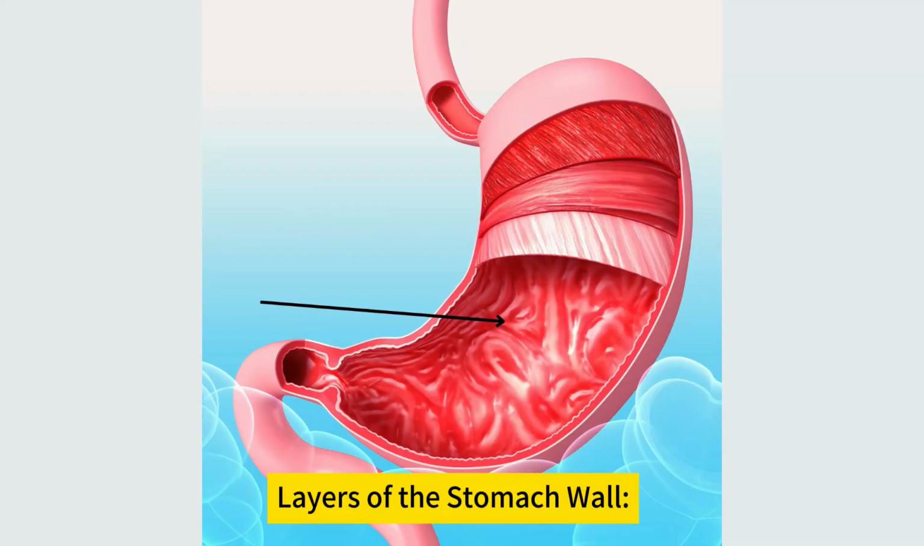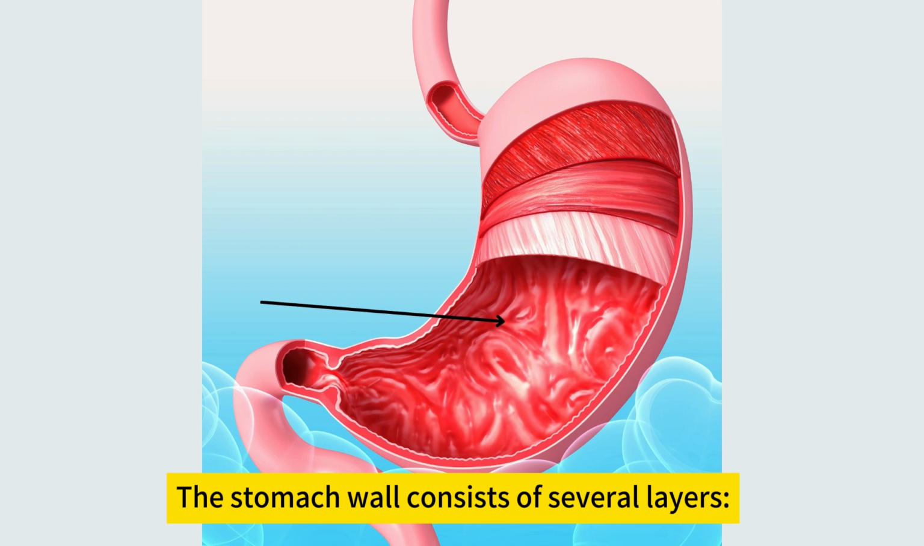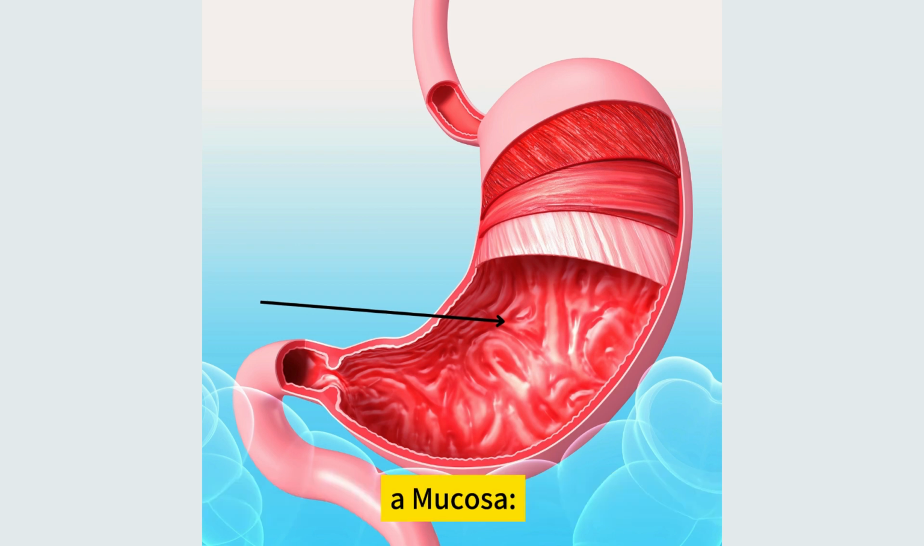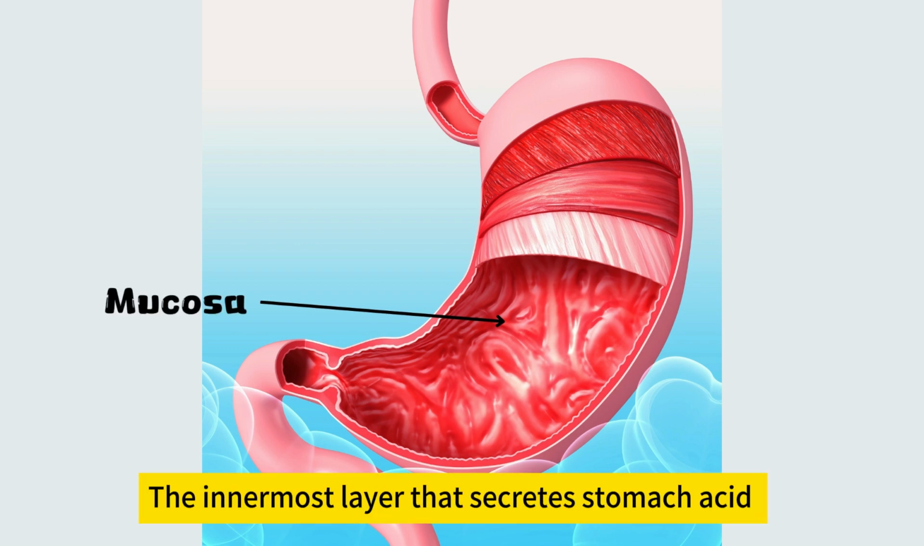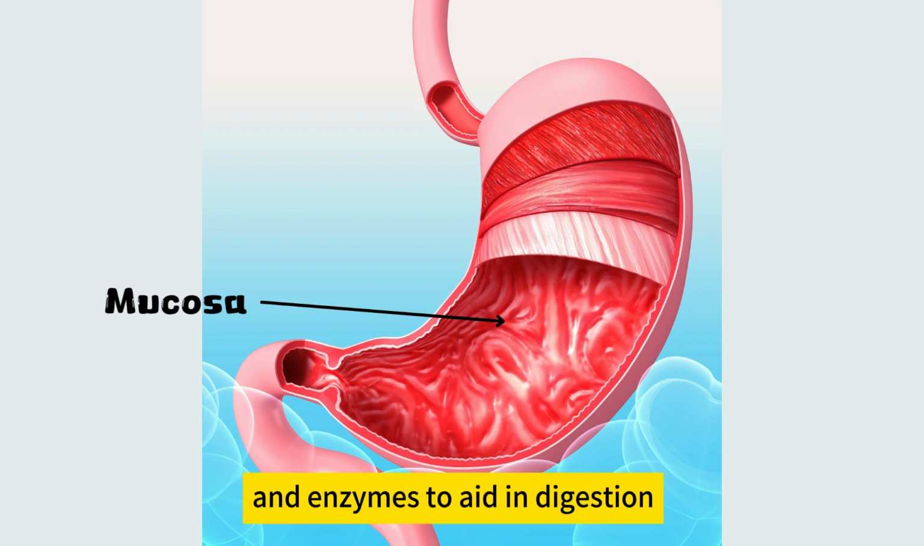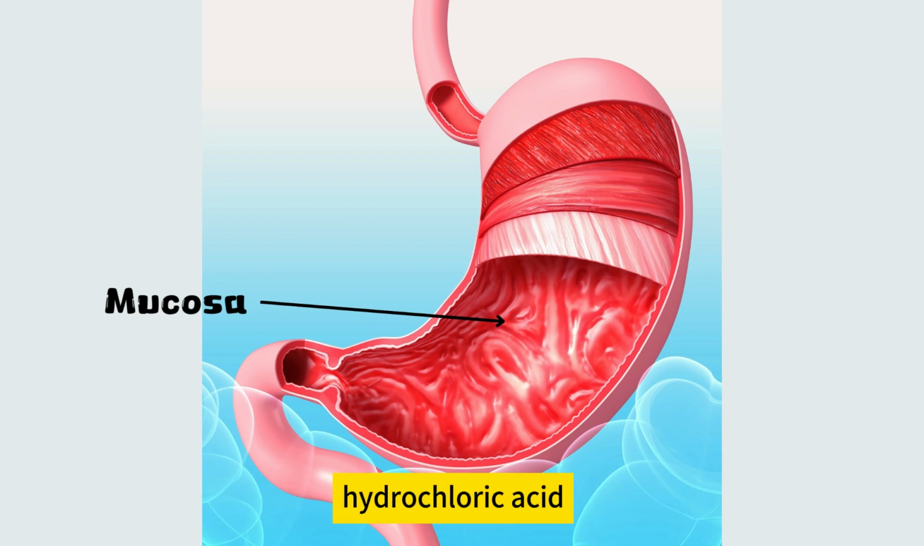Layers of the stomach wall. The stomach wall consists of several layers. A. Mucosa. The innermost layer that secretes stomach acid and enzymes to aid in digestion. It contains glands that produce mucus, hydrochloric acid, and digestive enzymes.